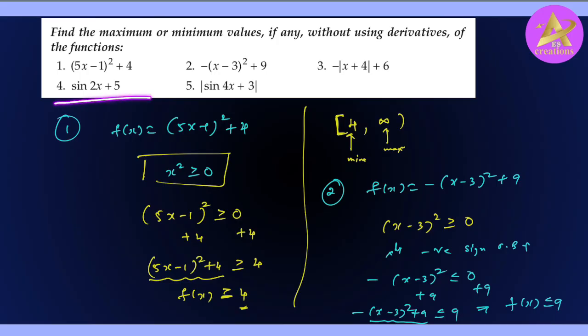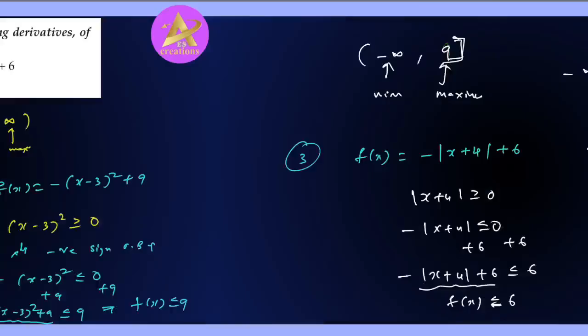Next function is what? Sine. Okay, trigonometry. This is very important. The fourth one is the function sine. We already know how to find maximum and minimum values, because I already discussed this. First we know that sine x always lies between -1 and 1. The range of sine x is always in between -1 and 1 only, right? -1 or 1 or in between.